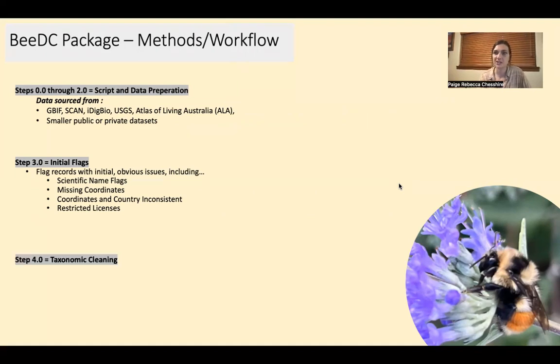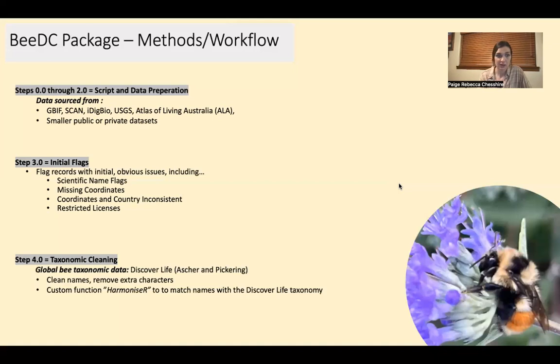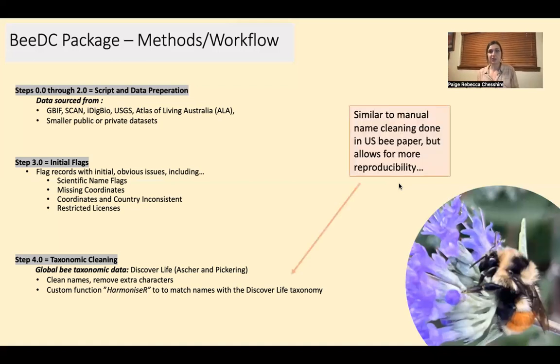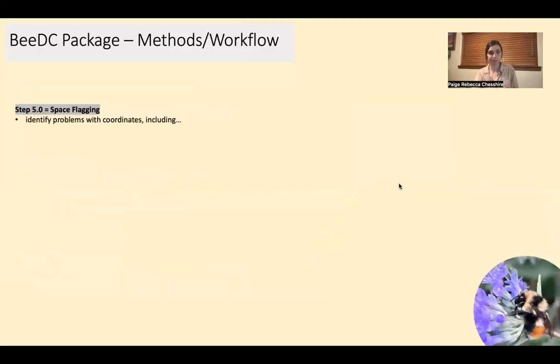Step 4 is the taxonomic cleaning part. So again, the Discover Life list by Ascher and Pickering is used. And in this step, names are cleaned, and extra characters and numbers are removed from that column. But then also this really cool custom function known as harmonizeR matches Discover Life taxonomy with the list of names in the data you are using. And so this is similar to the manual name cleaning that was done in the USA paper that I led, but it allows for more reproducibility.